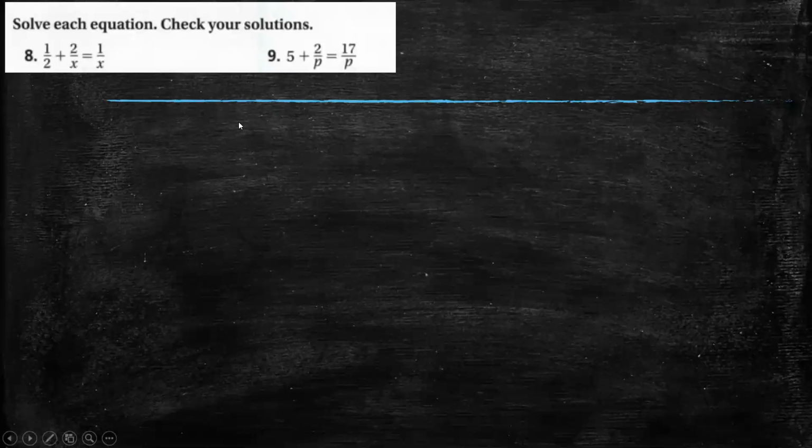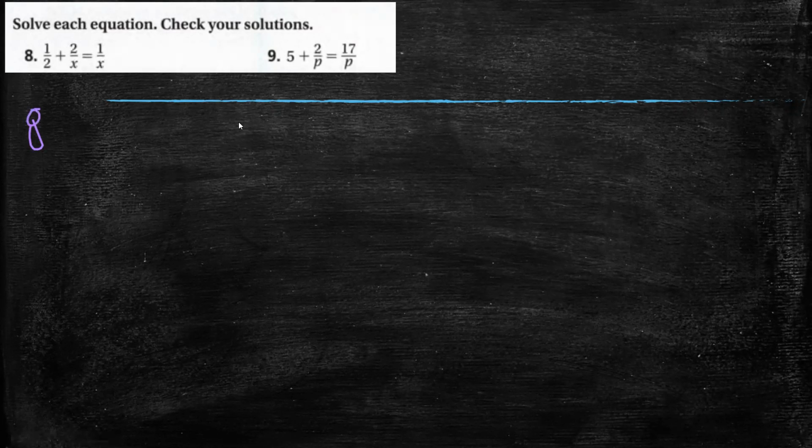Let's continue now with how to solve each equation. As we said before, to solve each equation, the first step is to find the least common denominator. So look at number 8 here: 1/2 plus 2/x equals 1/x.